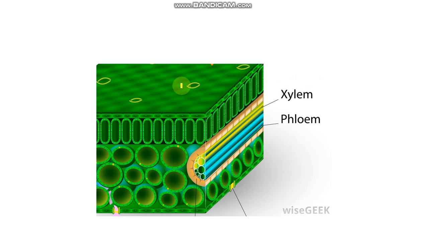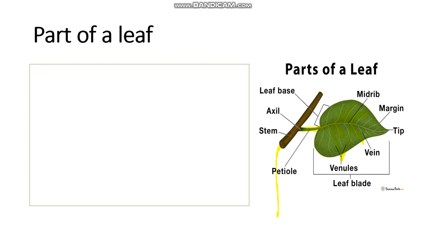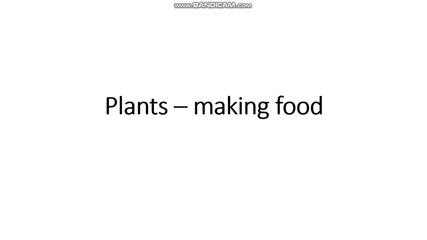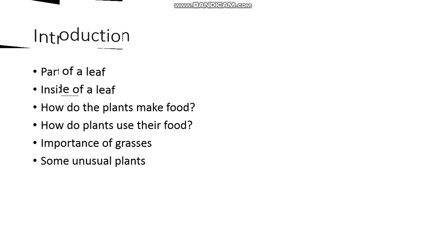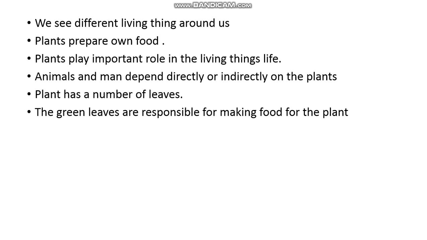Understood, student? Here you have studied today making the food: the parts of a leaf, the inside of a leaf, how plants make food and use their food, important grasses, unusual plants. Next, how plants prepare their own food and what important role plants play for living things. Directly and indirectly, animals and plants depend on each other. So plants prepare the food by using the leaves.